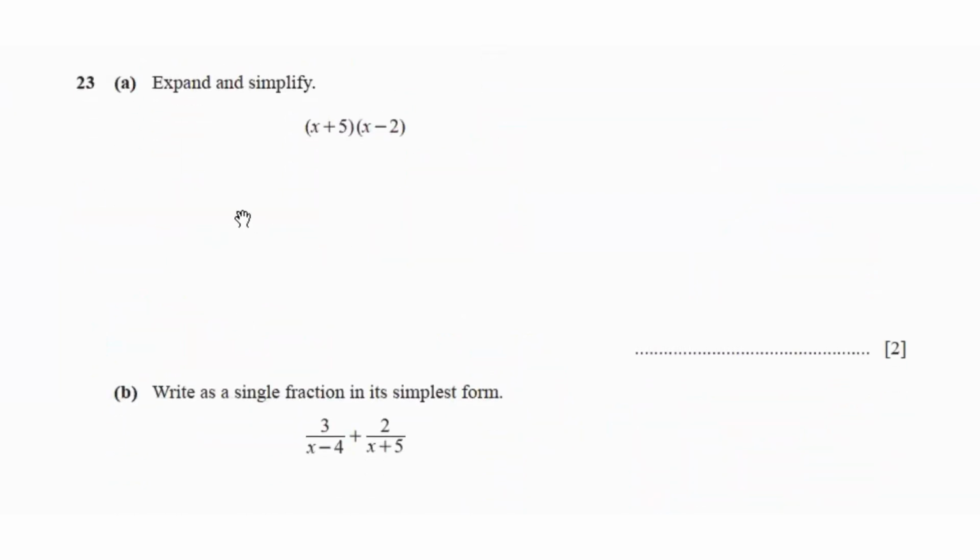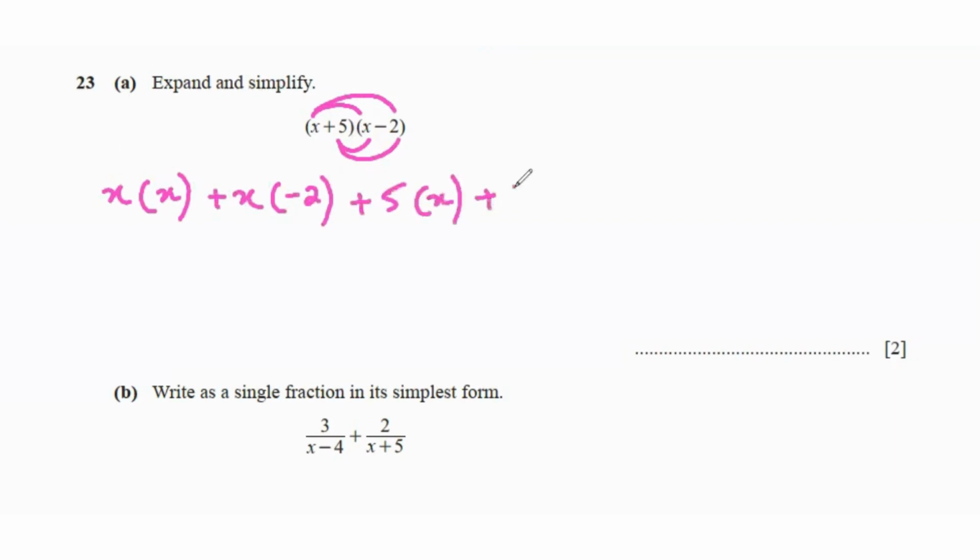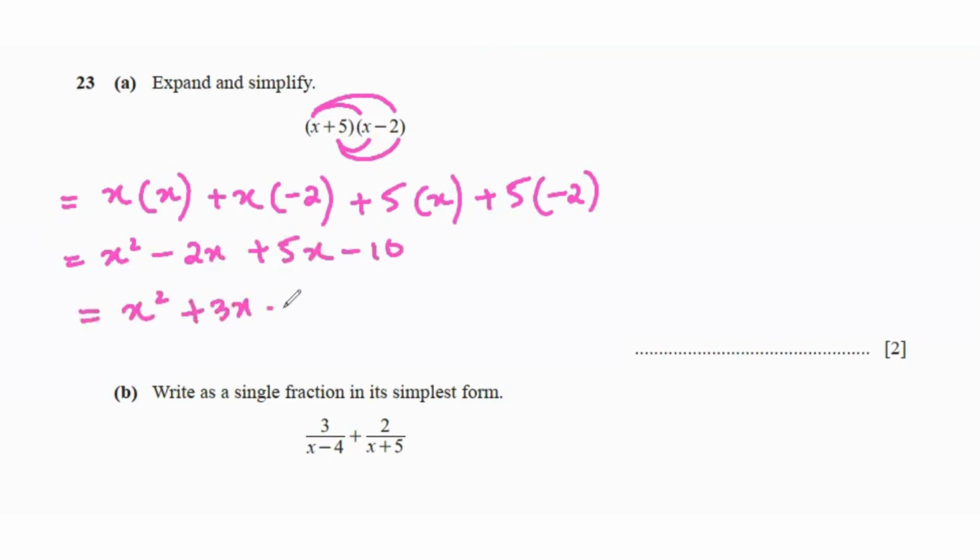Question 23 says expand and simplify. Multiply X with X and -2, and 5 with X and -2. So that's going to be X times X plus X times -2, 5 times X and 5 times -2. Which is X squared minus 2X plus 5X minus 10. That's X squared plus 3X minus 10. That is your answer.